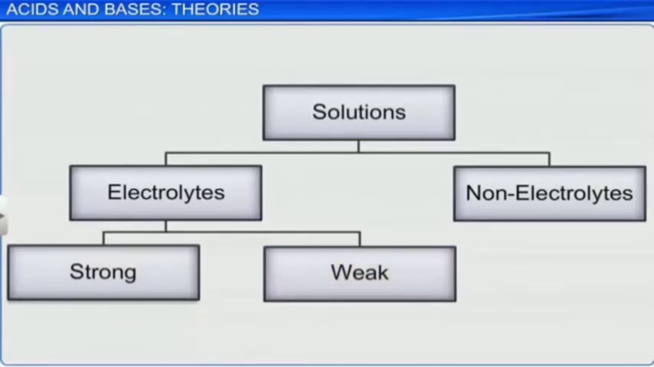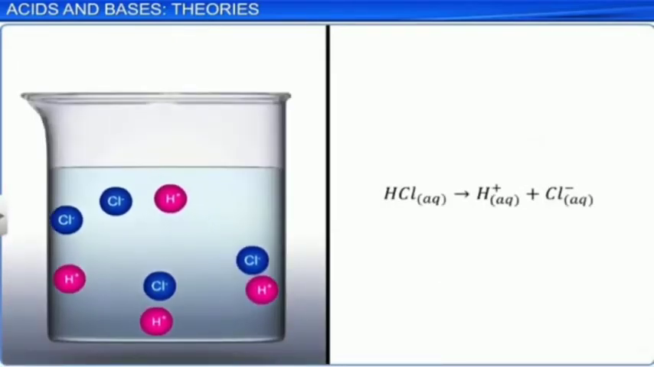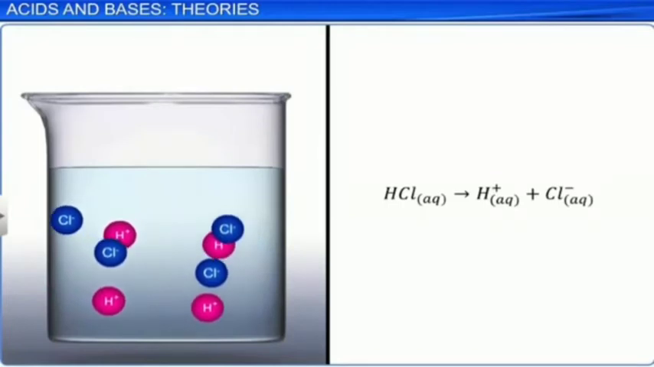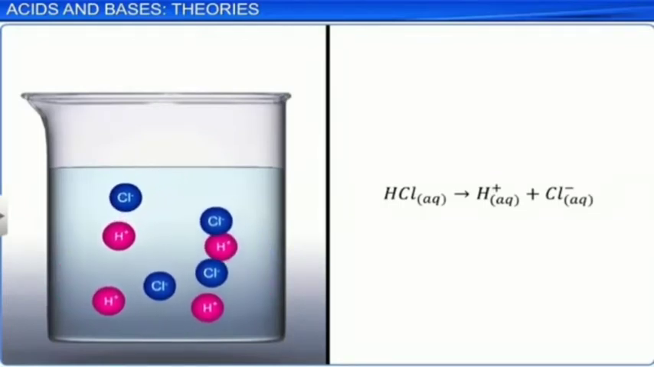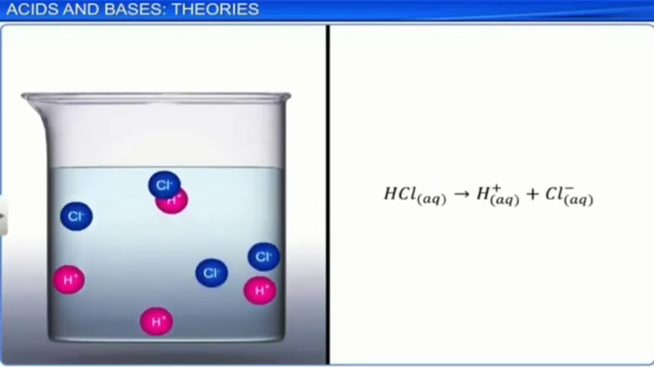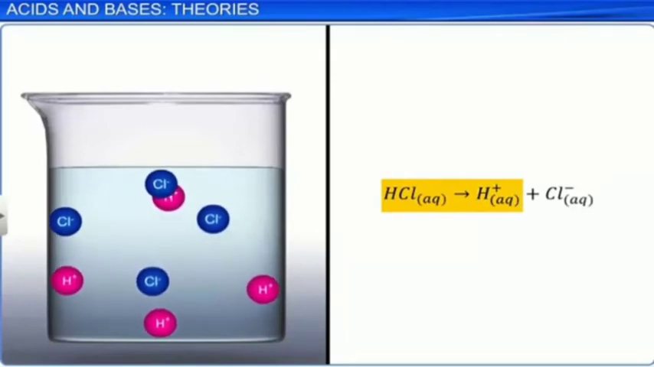According to him, strong electrolytes dissociate into their ions completely when dissolved in water, while weak electrolytes undergo dissociation only to a limited extent. For example, HCl is considered a strong electrolyte as it undergoes dissociation completely when dissolved in water. The aqueous solution of HCl contains H+ and Cl- ions.